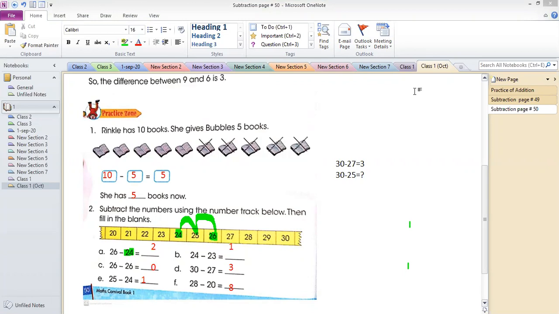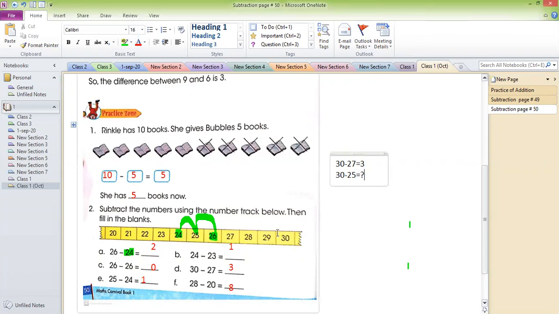Adam Umar. Yes, sir. Adam, 30 minus 25. Can you tell me? This is 30. Go back until you find 25. Start counting with me. 1, 2, 3, 4, 5. Did you find 25 now?